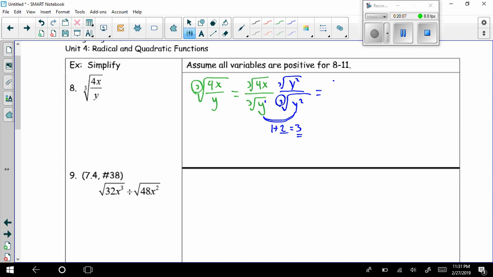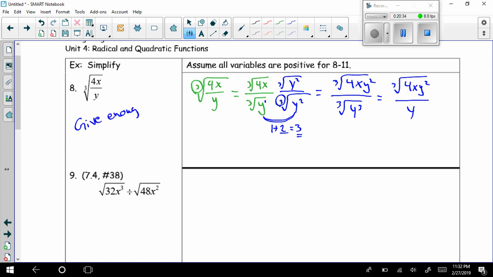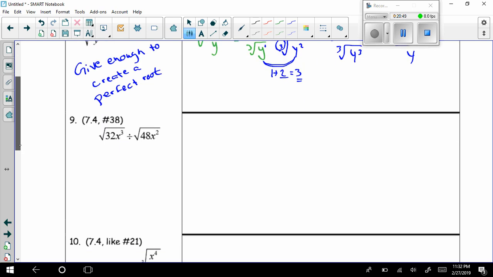Okay, so this makes this the cubed root of 4xy squared over the cubed root of now y cubed, which is the cubed root of all of that, over y. Okay, so making sure you give enough to create a perfect root. So something divisible by the index as far as your exponents go.